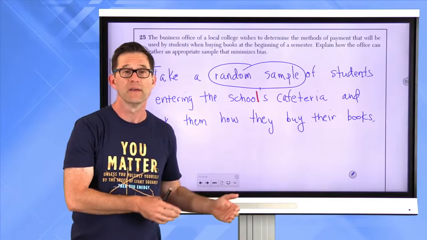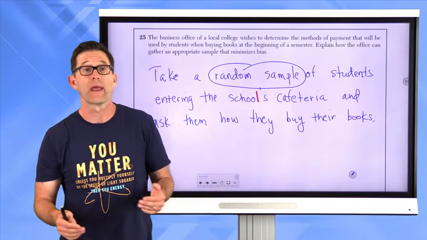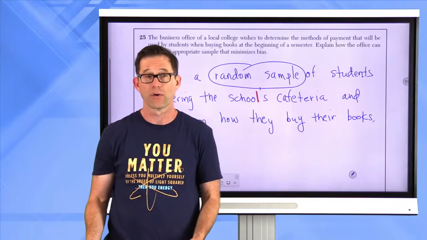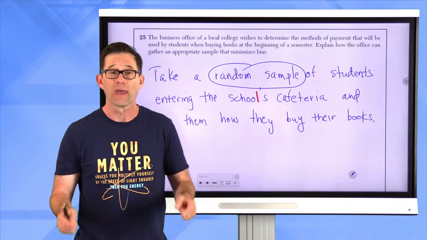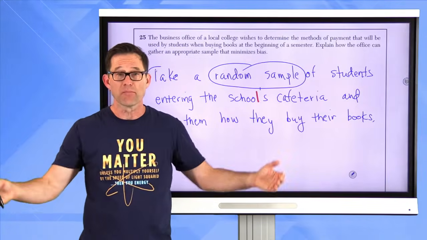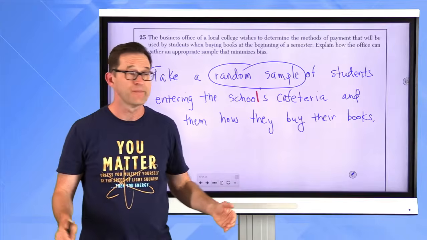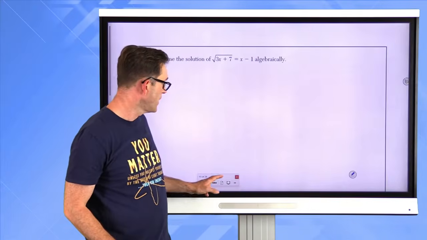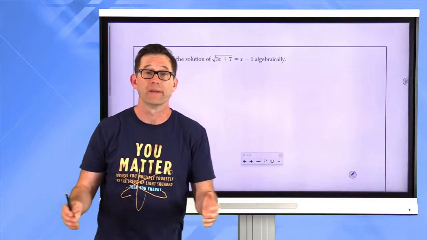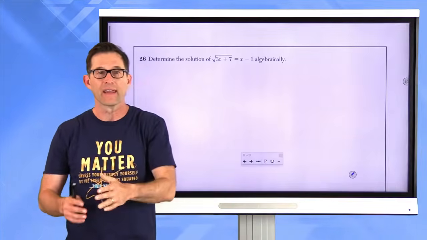Make sure it's in the context of wherever you're at. Don't do something weird like take a random sample of the basketball players that are on campus. Make sure you're getting the big picture of all the kids that are there. Don't do something like only the freshmen. You've got to get a random sample of everyone.